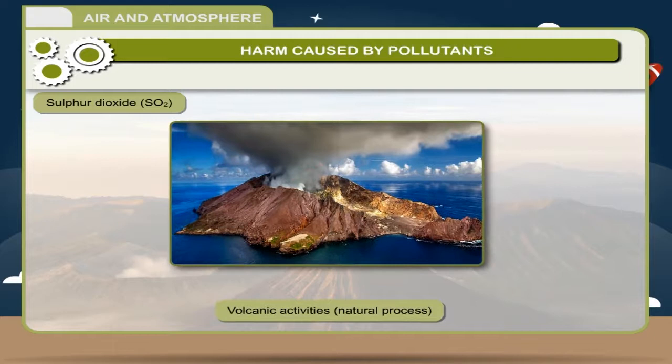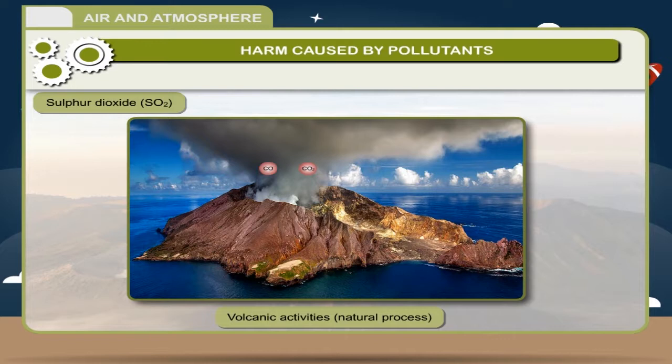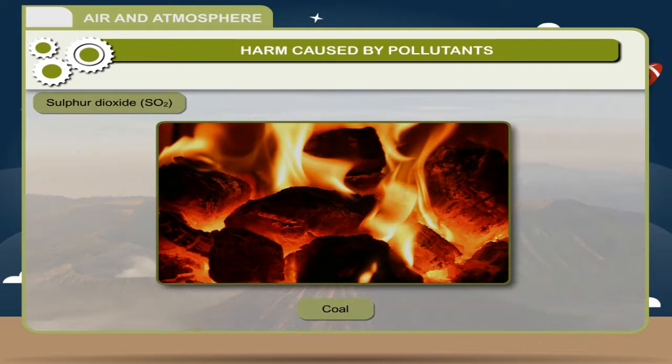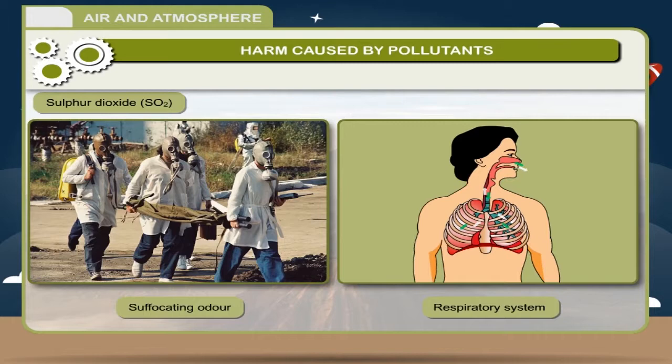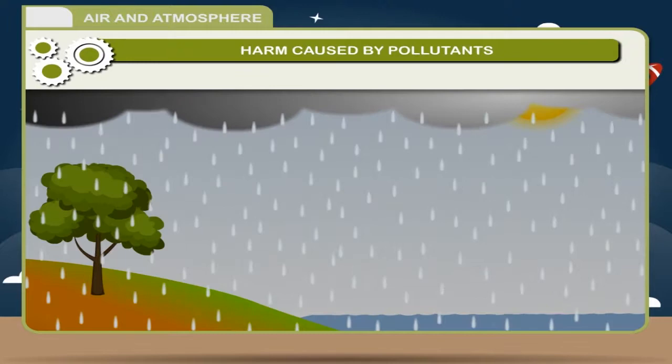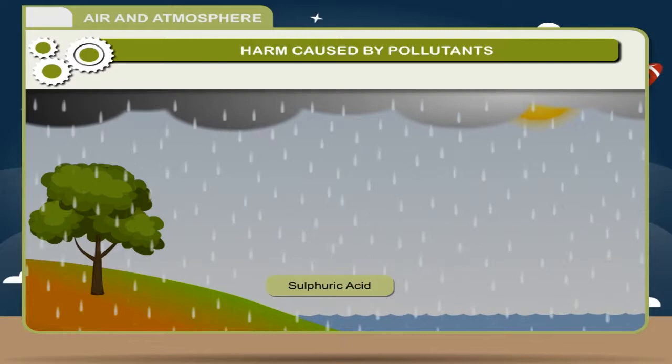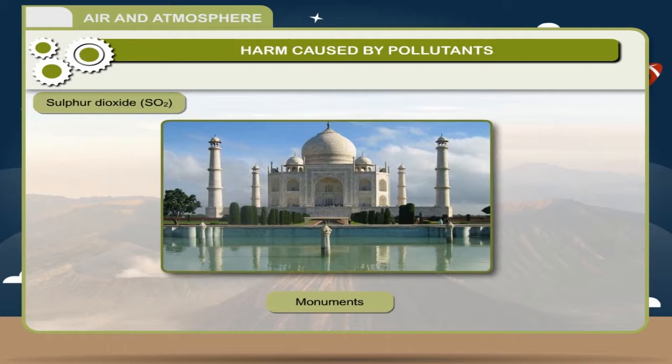Sulfur dioxide, SO2, gets added to the air due to volcanic activities, a natural process, and by burning of coal. SO2 gas has a pungent, suffocating odor. Hence, it harms the respiratory system. It combines with the oxygen of air during rains to form sulfuric acid. Rainwater mixed with sulfuric acid results in acid rain, which causes harm to monuments.